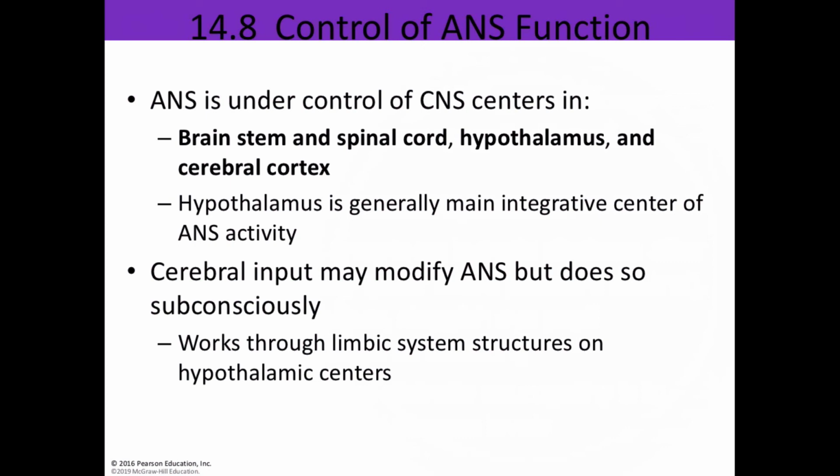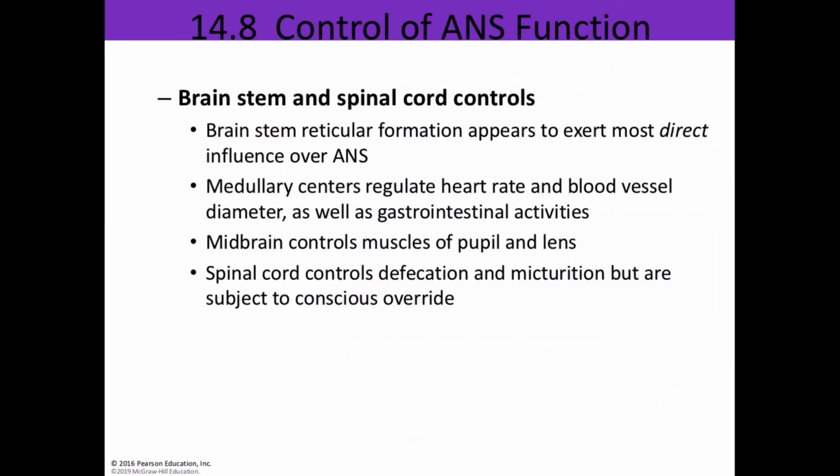So keeping in mind, class, that the hypothalamus is, of course, that main integrative center of autonomic nervous system activity. And, of course, cerebral input, class, may modify the autonomic nervous system, but it does so, class, subconsciously. So with everything we've done here, class, keep in mind that the brainstem and spinal cord do control, class, the reticular formation with direct influence over the autonomic nervous system. The medullary centers, class, regulate heart rate and blood vessel diameter, as well as the gastrointestinal activities. The midbrain, class, controls the pupil and lenses. I hope you all do remember that.